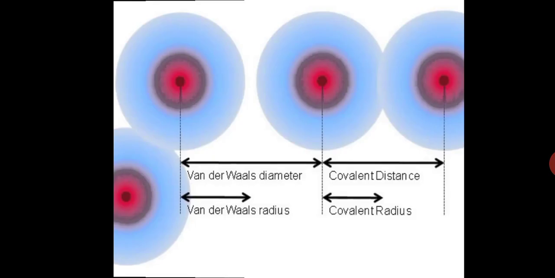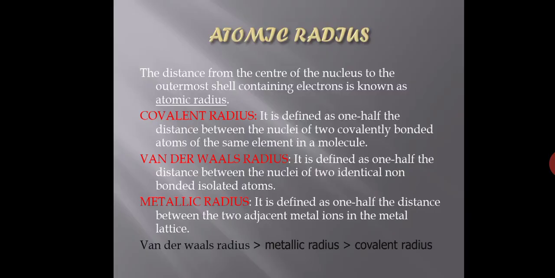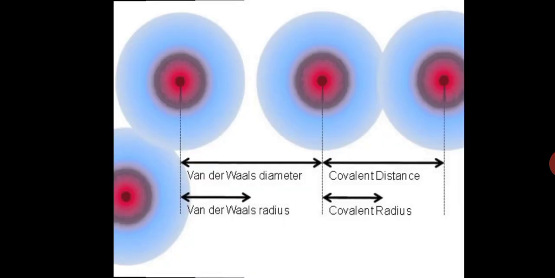Now next, we'll come to the different types of atomic radius. The first is the covalent radius. It is defined as 1/2 of the distance between the nuclei of the two covalently bonded atoms of the same element in a molecule. When two atoms undergo covalent bond formation, they slightly overlap upon one another. And van der Waals radius is greater than the covalent radius.